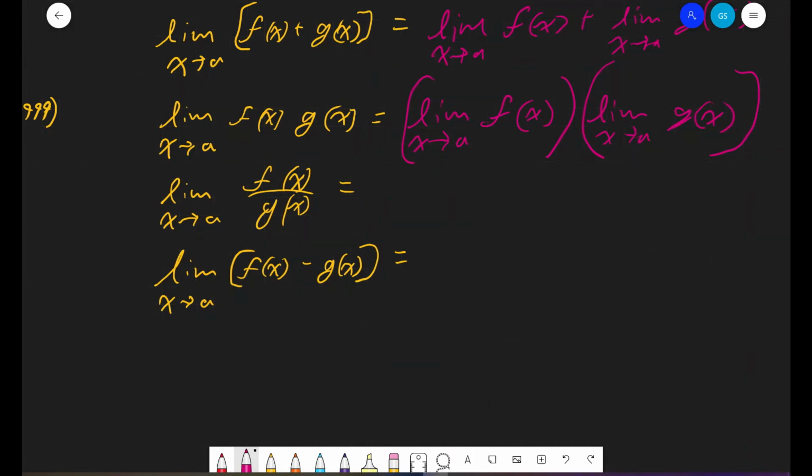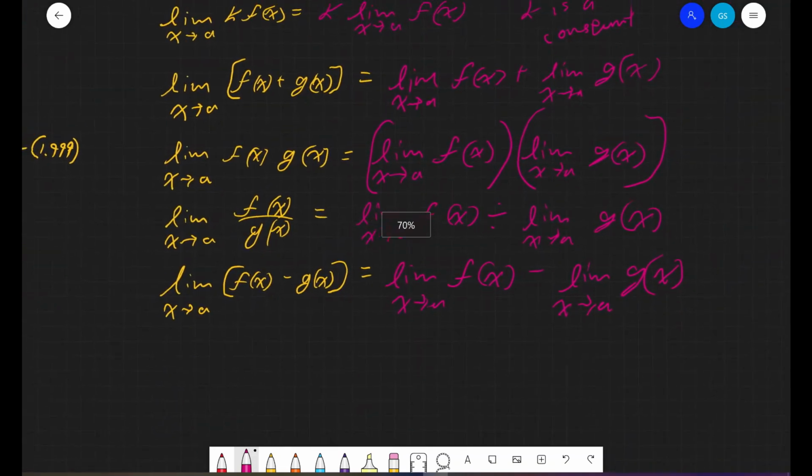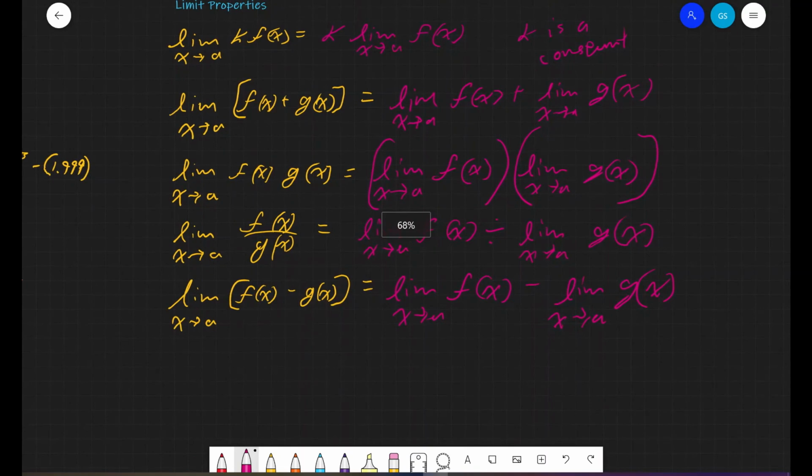Same thing here, the limit as x approaches a of f of x divided by the limit as x approaches a of g of x. I'm sure you've gotten the grip of this by now, hopefully. So these are the limit properties. You're always just taking the limit first, then following through with the operation.